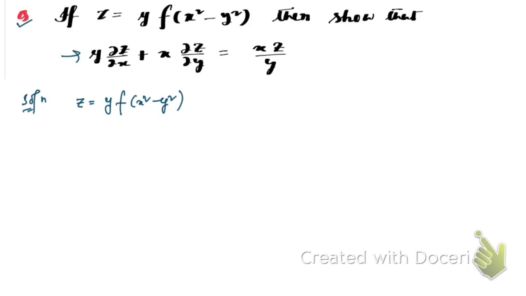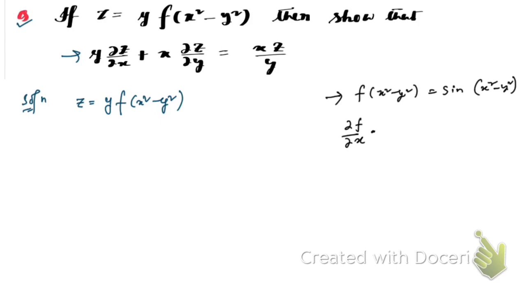As I have already given this example, suppose this f of x square minus y square is, let me give you an example, sine of x square minus y square. Now if you differentiate it with respect to x, suppose f with respect to x, its derivative is del f by del x, then you have to differentiate this as well.